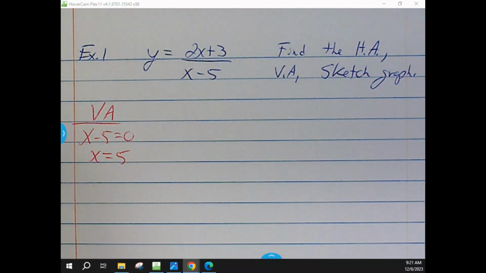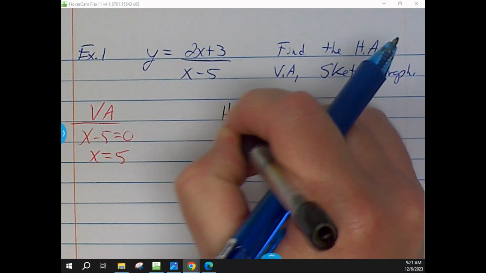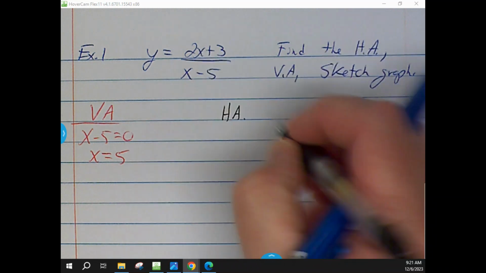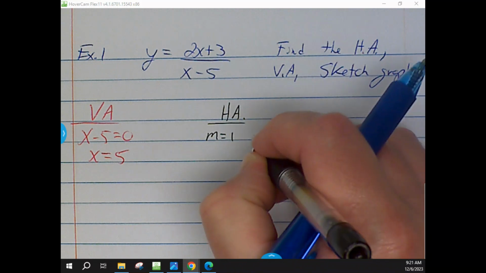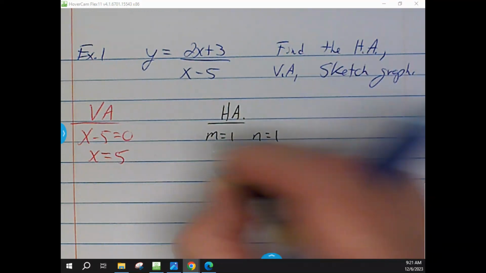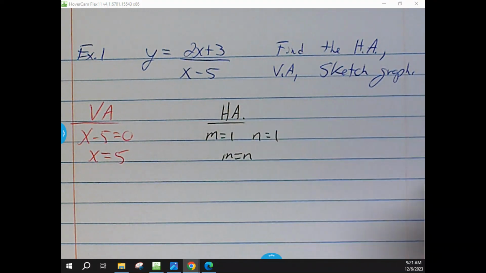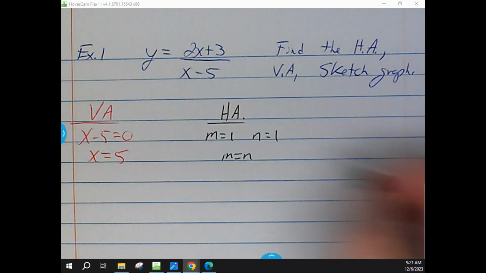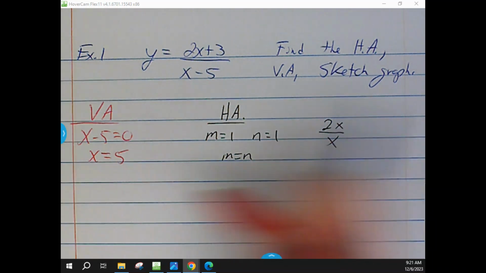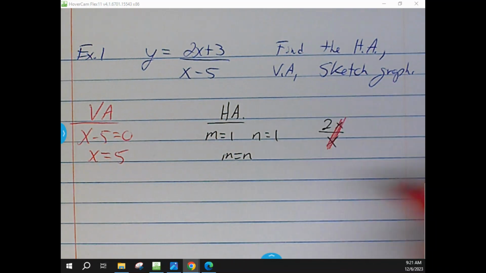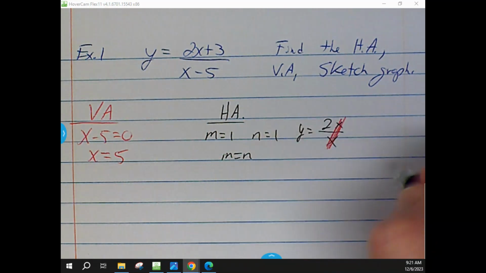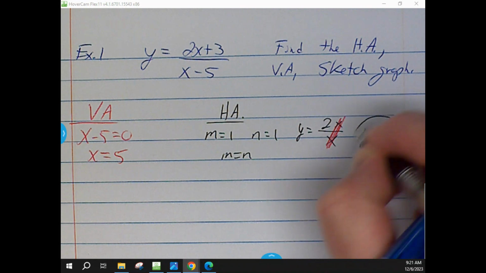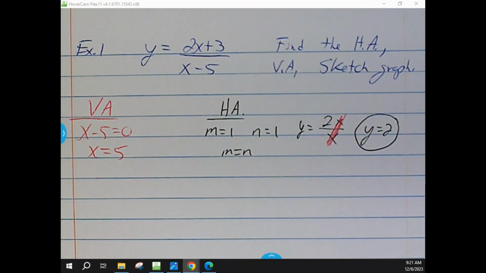Okay, for the horizontal asymptote, this one has the numerator of degree 1, denominator also degree 1. In that case, m and n are both 1, so m equals n. So if we go back and cancel out our two x's here, it's going to leave us at y equals 2. So we've got a horizontal asymptote at y equals 2.